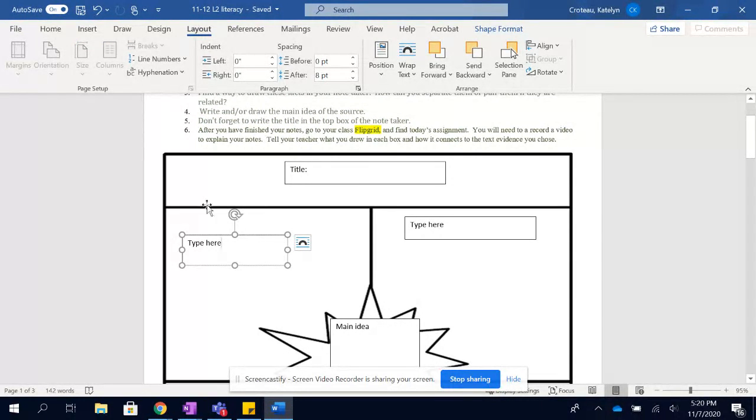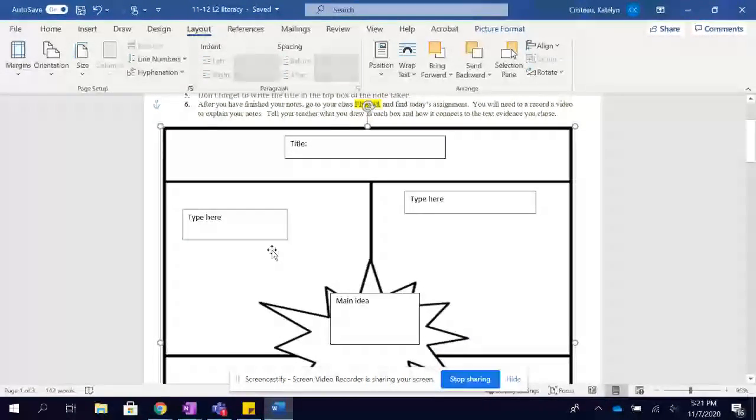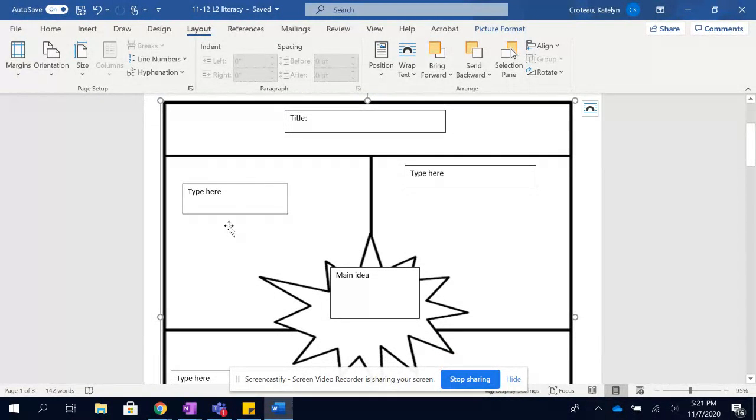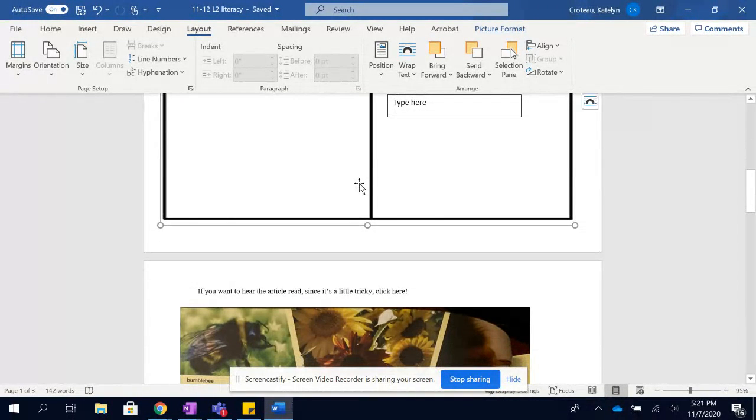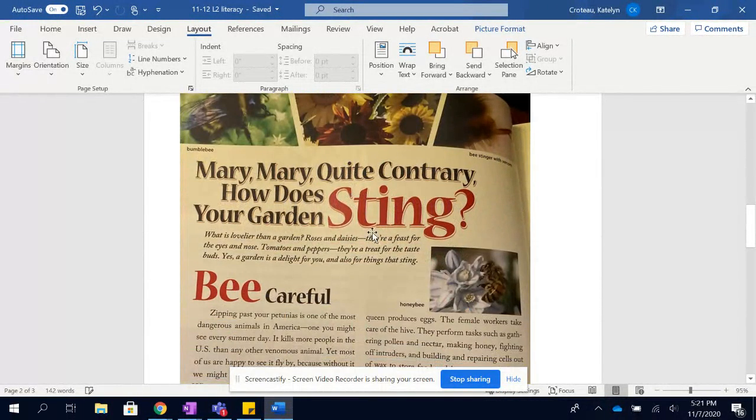Right? You need to be able to articulate, that means explain what your notes actually mean, right? Because otherwise it could just be little random things that make no sense. So if you're doing visual notes, you have to be able to explain them because otherwise there's no point in note taking. Okay, here's the article.